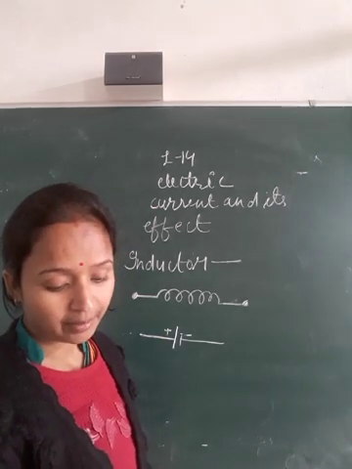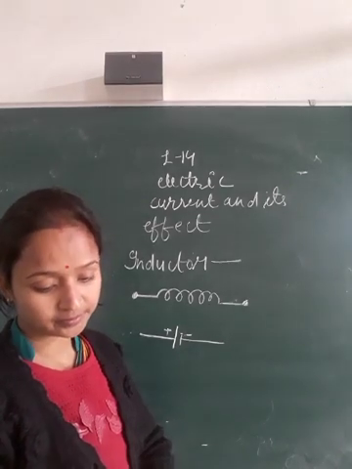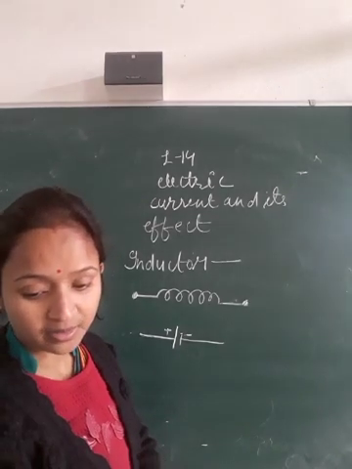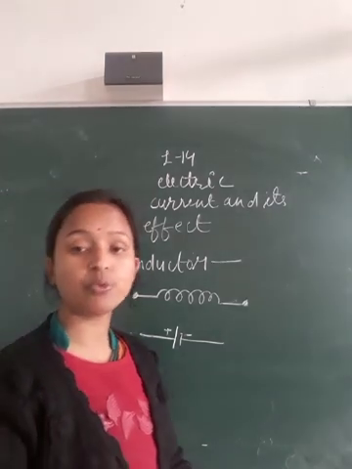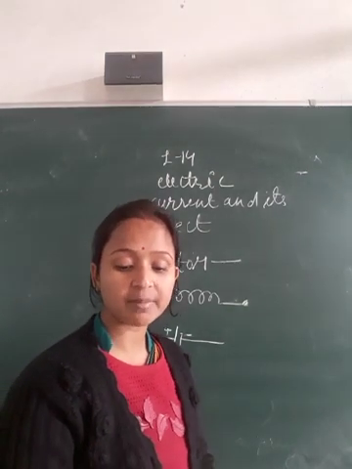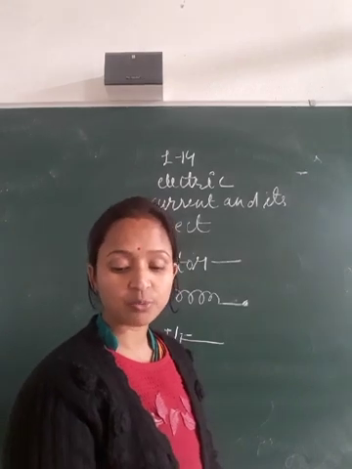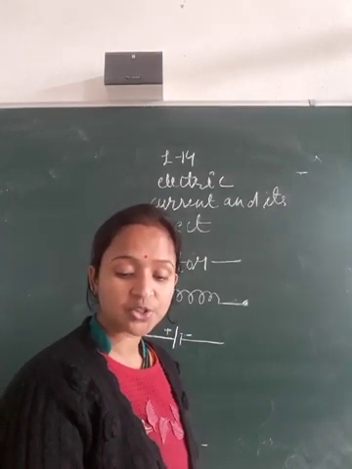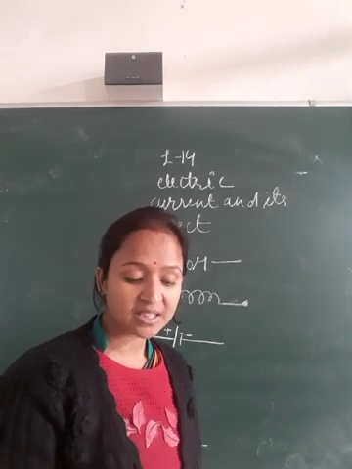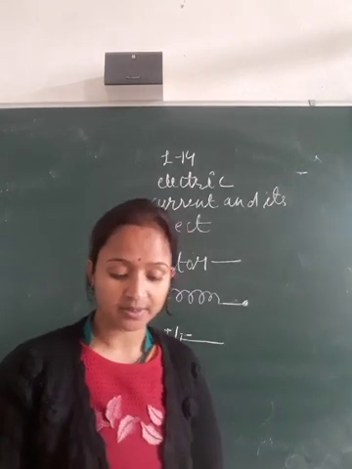And the next one is the battery. What is the battery? A combination of two or more cells is called the battery. And cells in series, cells in parallel. It is given in the diagram. You can draw from there.